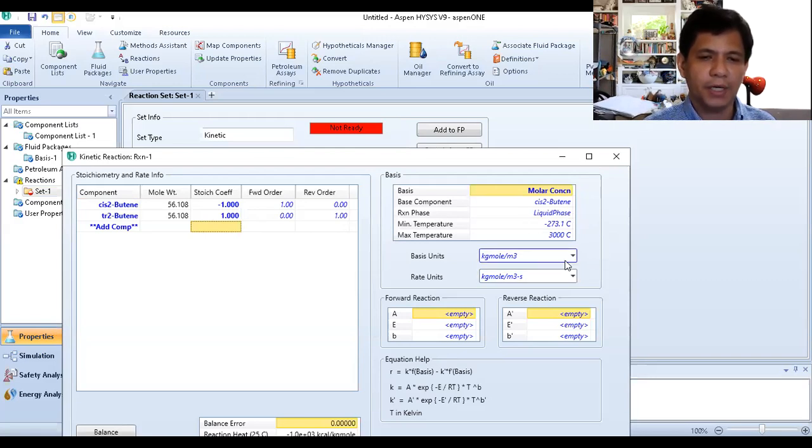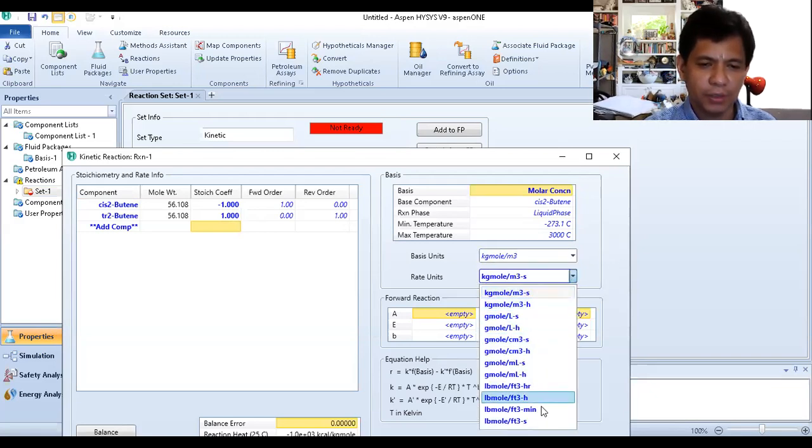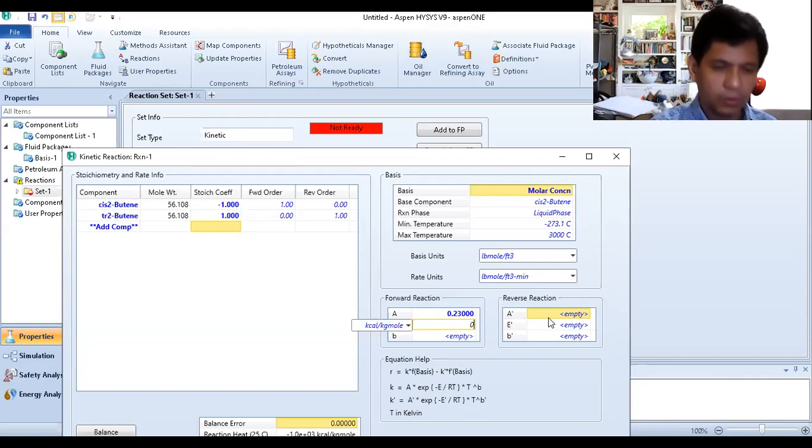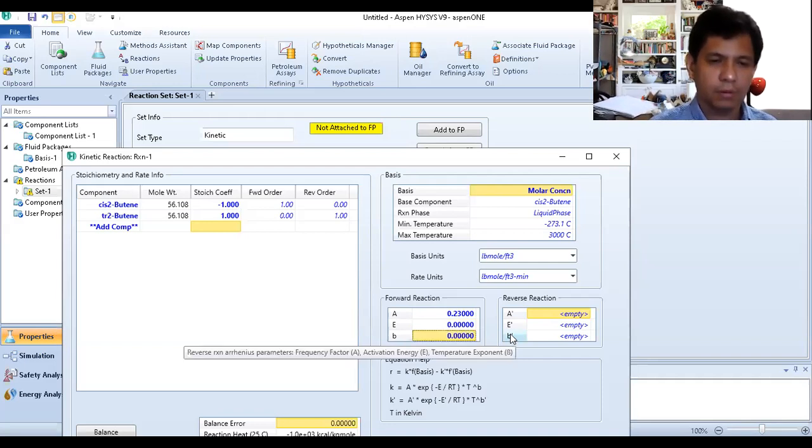Tapos kasi per minute tayo, kailangan natin ilipat ito sa pound mole. Tingnan nyo isa-isa. Ito lang yung may per minute. So, dapat itong concentration nyo, pound mole per cubic feet. Tapos yung A is 0.23 per minute. Okay. You can use E as 0. You can enter 0 sa E, 0 din sa B. And then that's it.